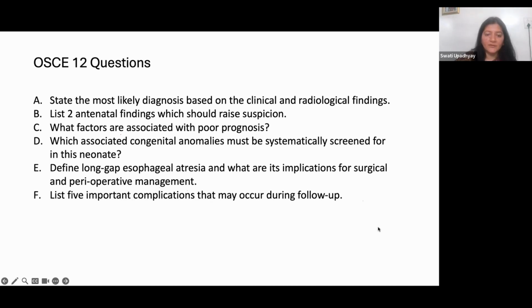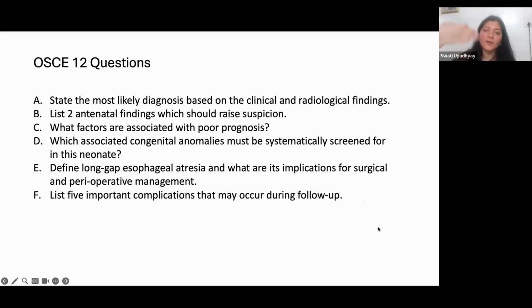Okay, which cannot be repaired by primary repair. Yes, two-staged. So basically, long gap esophageal atresia is defined as an esophageal gap of more than or equal to 3 vertebral bodies, and where primary anastomosis is not feasible at birth, right? So the implications also, I think most of you are getting it right, that primary anastomosis will not be feasible in most of these cases. So it has to be a staged repair.